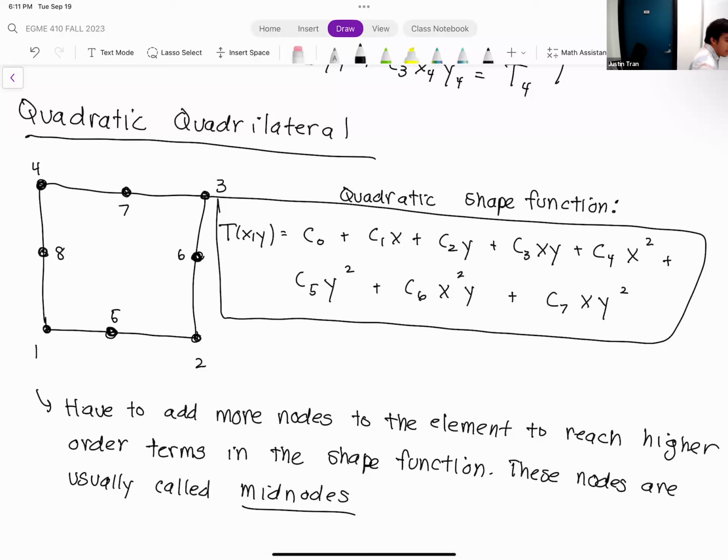Yeah, so there are elements like that. The next place to put a node would probably be right in the middle. And if we added a ninth node, that would be the x squared y squared. But typically we stop at the edges, because otherwise it gets a little messy too.